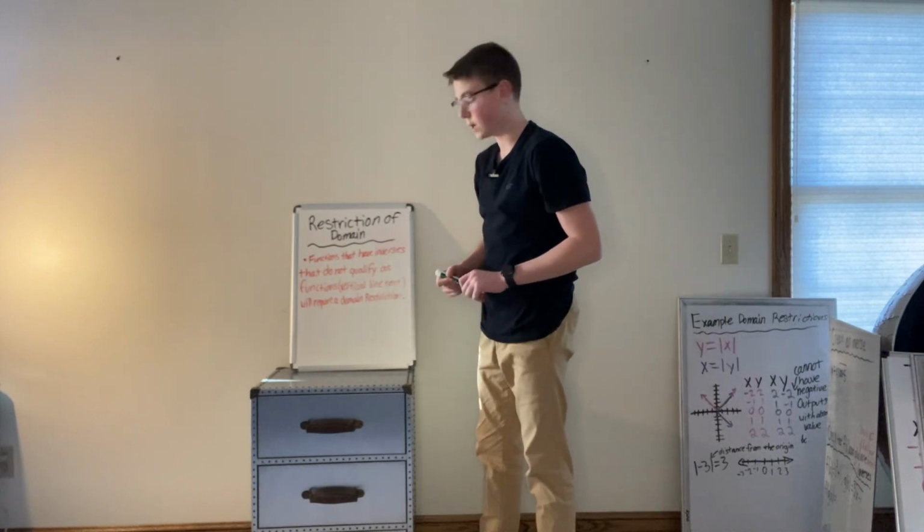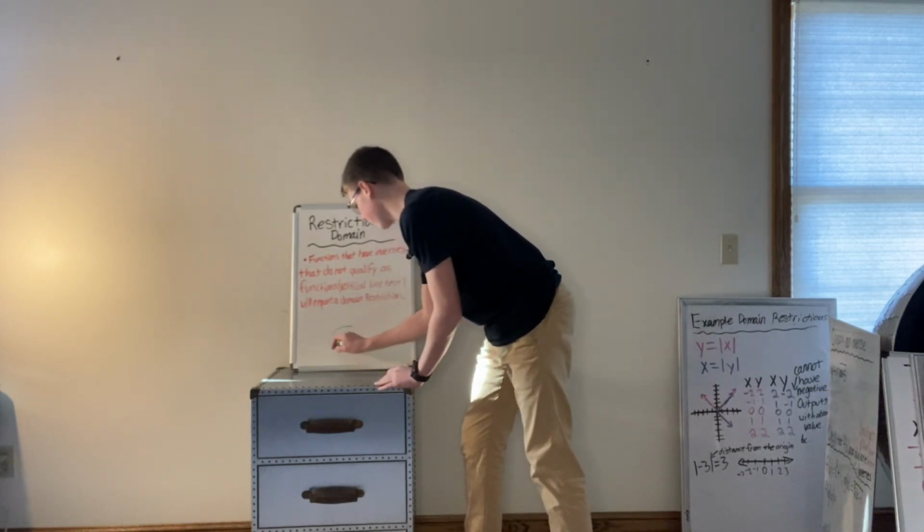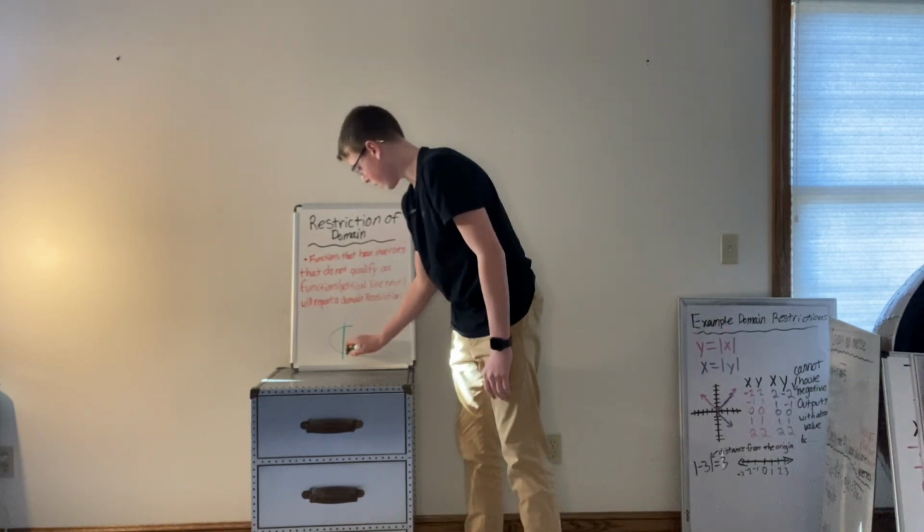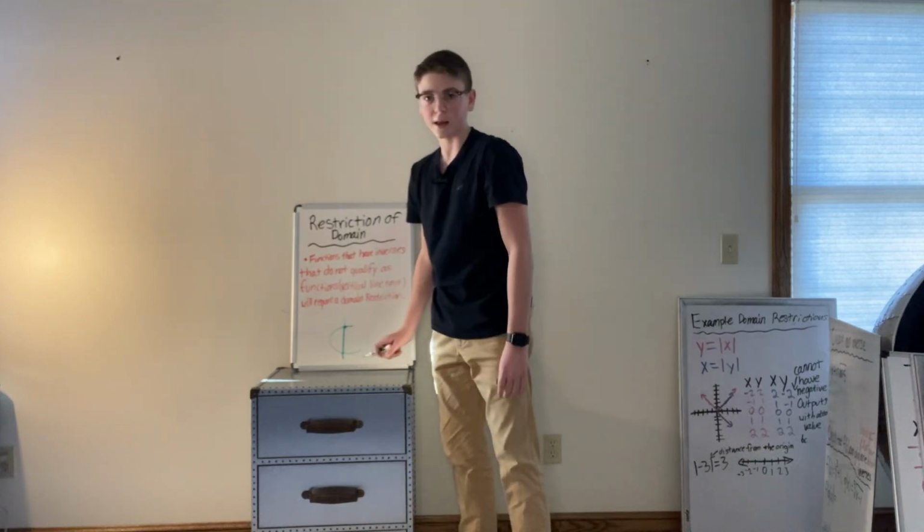So the vertical line test. Here we have our quadratic, our sleeping parabola, and I put this vertical line through it, and it has 2 intersection points, meaning that it is not a function.